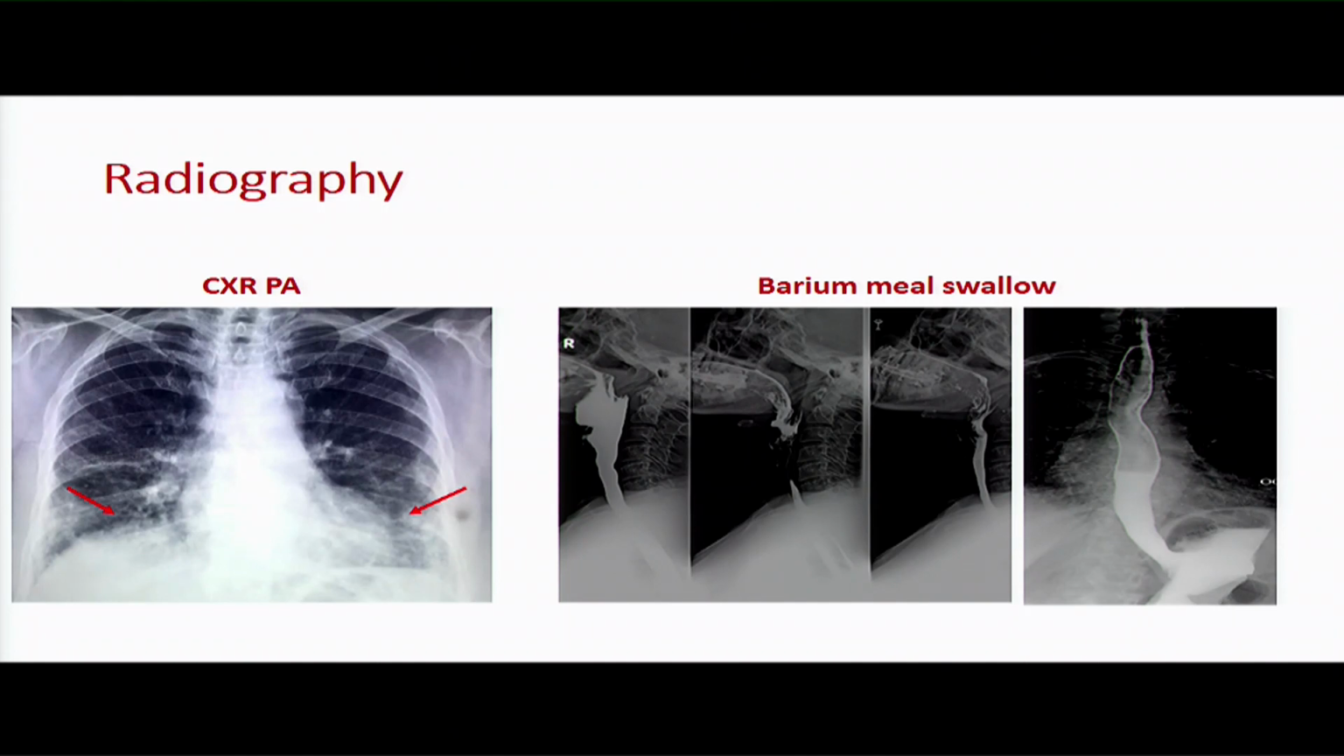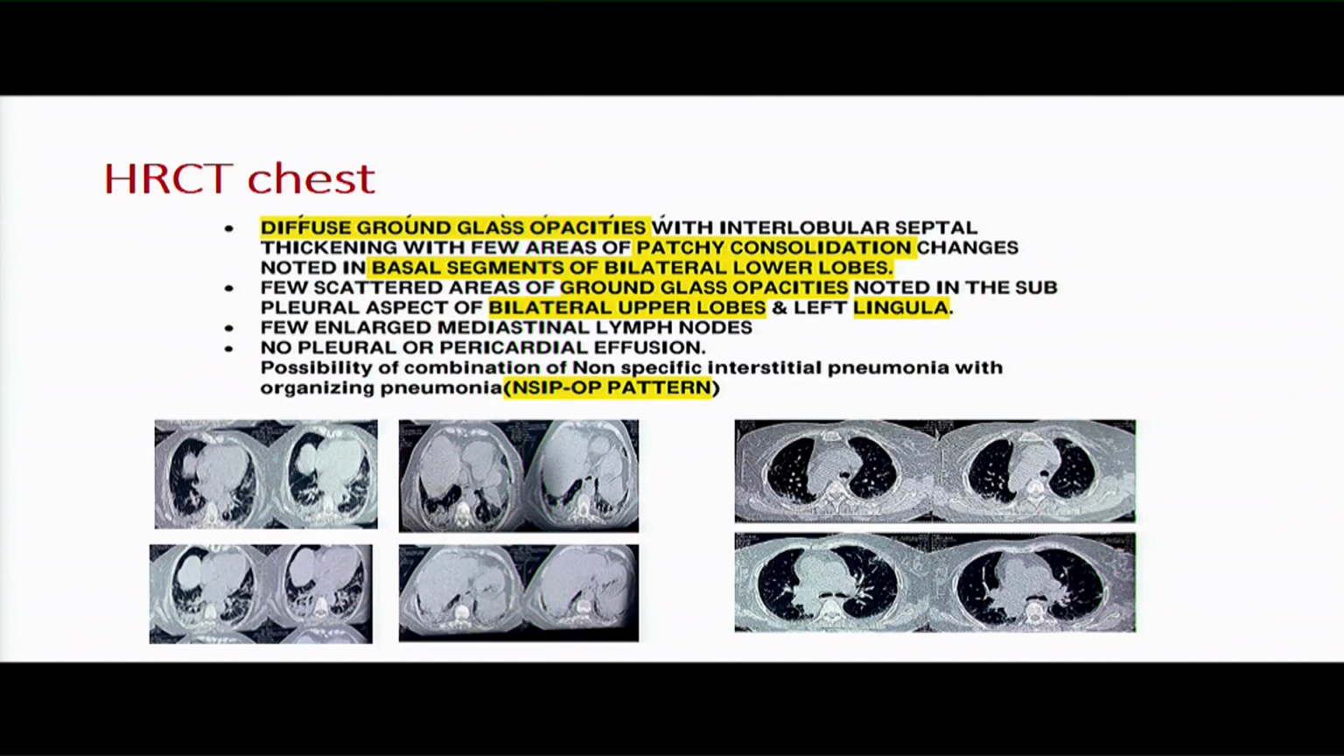Her radiography showed some bilateral heterogeneous opacities in the lower zones. The barium swallow was unremarkable. And this was the CT picture. As you can see in the CT picture, in addition to the reticular changes, there is also patchy consolidation noted in the bilateral lower lobes and subtle ground glass opacities in the upper lobe and the left lingula. There were some mediastinal lymph nodes, but they were just subcentimetric, and this was reported as an NSIP and organizing pneumonia overlap pattern. So we have an overlap pattern of ILD in an overlap syndrome.